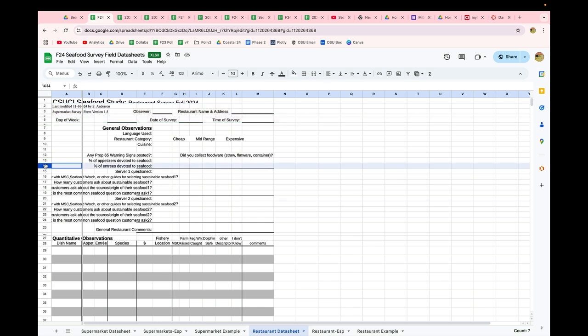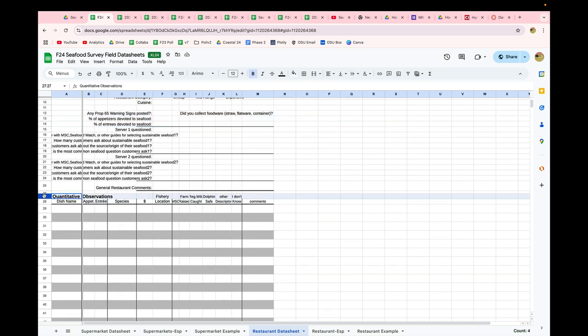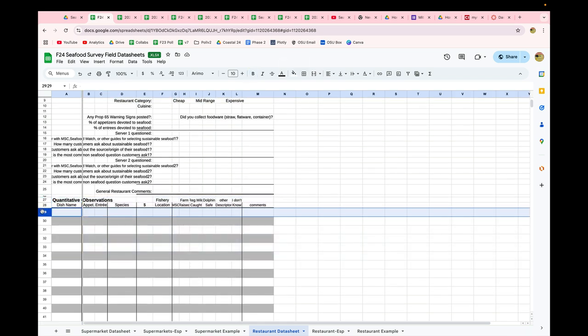And then there's some general stuff that you can do to start with. Next, you're going to jump down to the part that says quantitative observations. Every single item. In a restaurant, it would be every item on the menu. In a market, it would be every item being sold that contains seafood. So there could be lots and lots of lines here, depending on the size of the restaurant, etc.